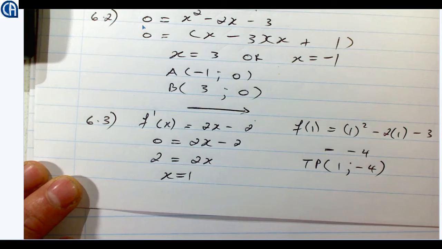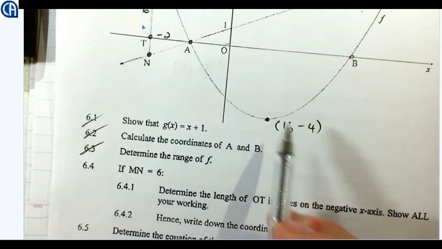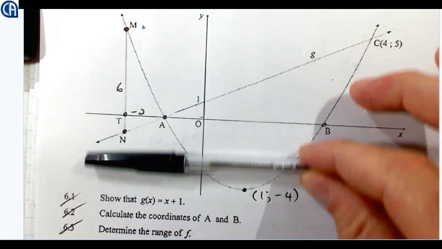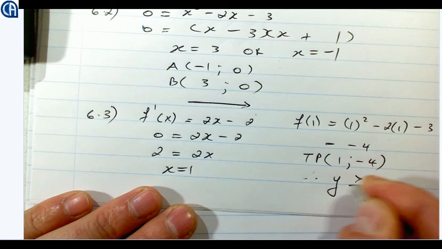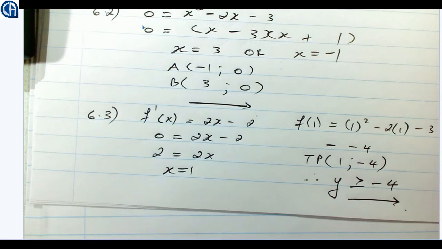So the range is from minus 4, so you can see there's my turning point. The range is from minus 4 to infinity, so this way, up. Minus 4 is the lowest point, so therefore the range is y is greater than or equal to minus 4. Right.